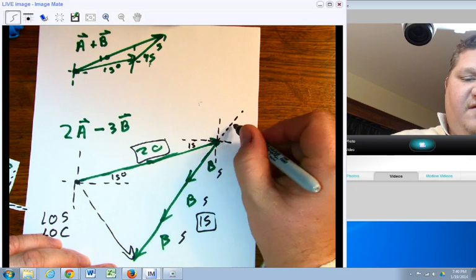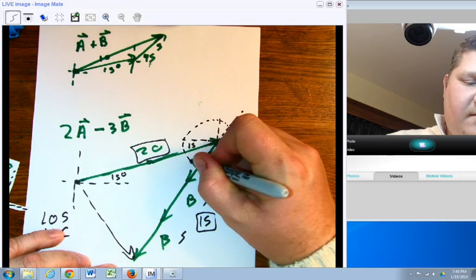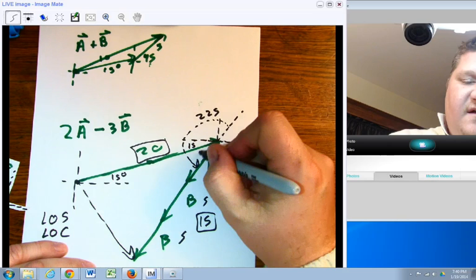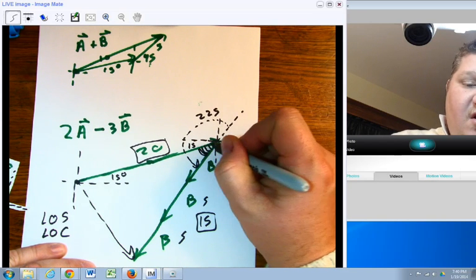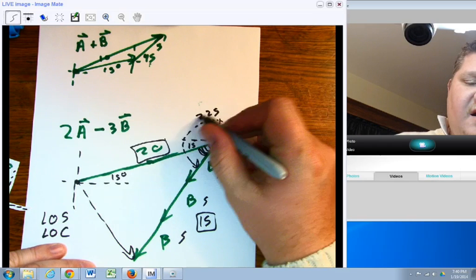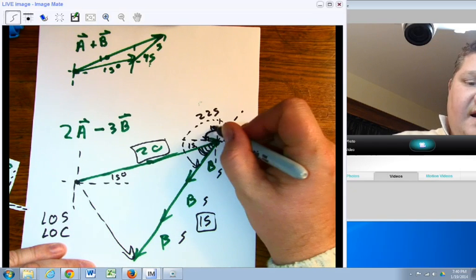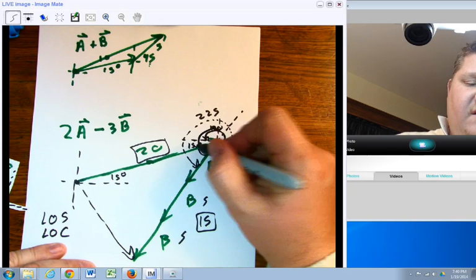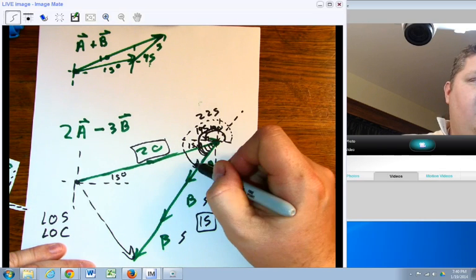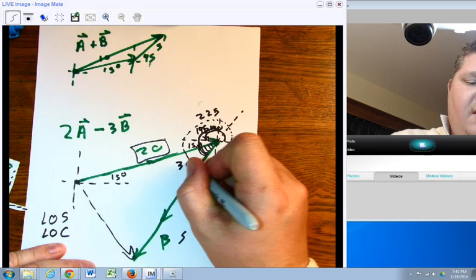It's going to be 45 plus 180, or 225. Now, to find this angle in between, all I need to do is figure out from here around is 225. If this is 15, from here to here is 180. That means from here all the way to this side is 195. So obviously, to find this angle in the middle, it's going to be the big angle minus the small angle. 225 minus 195, or 30 degrees.